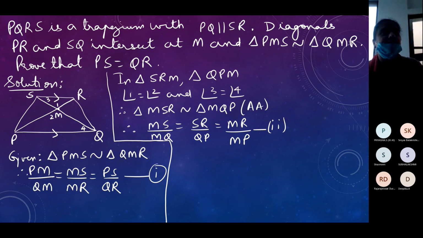I'll tell you what you have to do. Finish writing, children. Now compare the proportions. See here, PM. I'm just reading it. All of you listen carefully. I'm reading the first one, PM by QM. Can you see PM here? PM is here. QM is here. Children, PM by QM here. Where do you find PM? Here. Where do you find QM? Here. Now MS by MR. MS is here. MR is here.